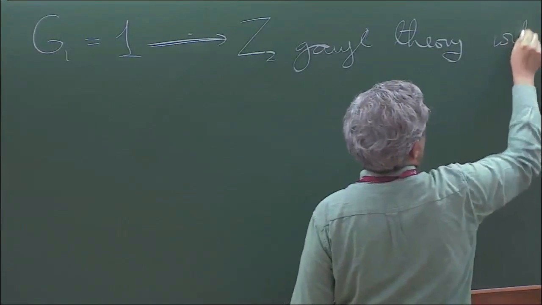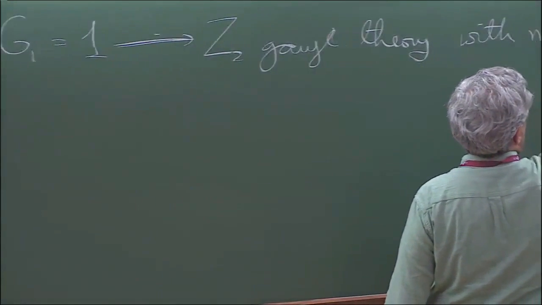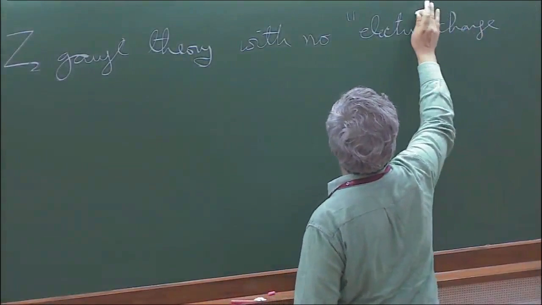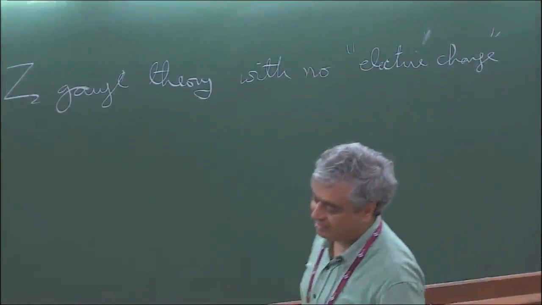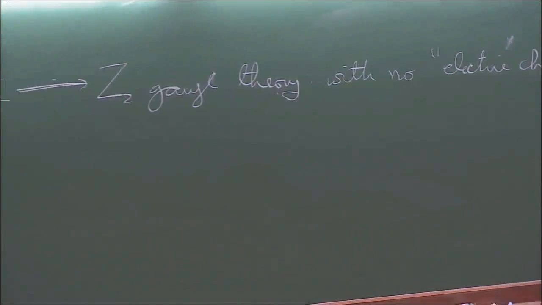With no charges, no electric charges, so that's just the vacuum. The vacuum of the theory is by convention declared to be the state which is the ground state of this theory, where GI is 1, on every site.